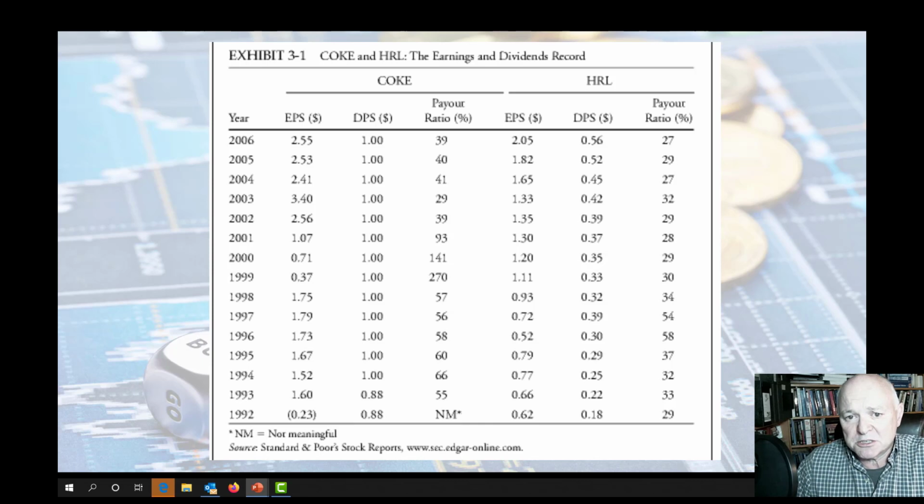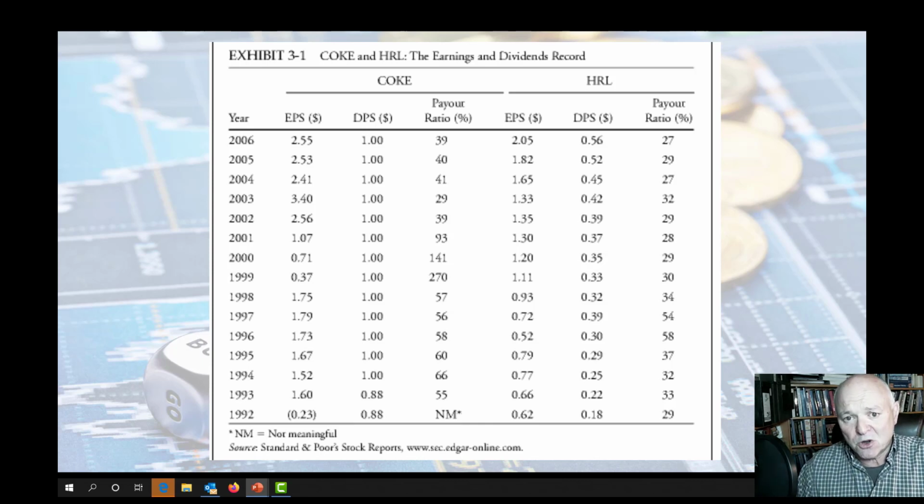However, take a look at the dividends per share. Coca-Cola decided that we're going to try to maintain a relatively consistent level of dividend in dollar terms. And the payout ratio, on the other hand, is what we see varying. So in some years, perhaps the payout ratio was almost 300%. In other years, it was closer to 40%.